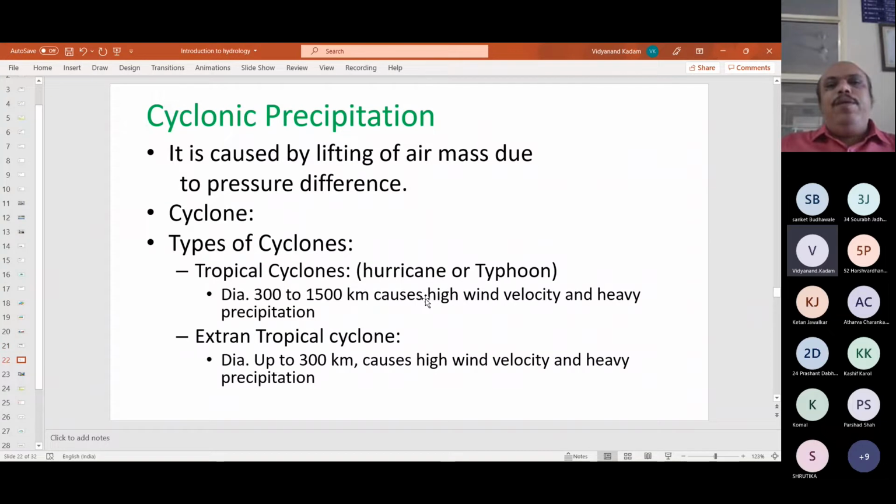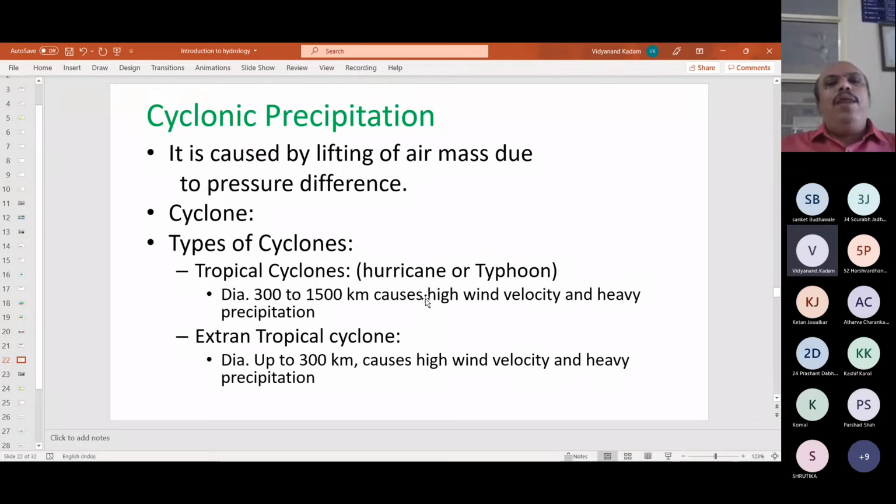The next type of precipitation is cyclonic precipitation. Now, we know that in the newspaper, we often read that some cyclone is coming, or some cyclone has developed in the Arabian Sea or in the Bay of Bengal. Due to that, there is a possibility of rainfall in several districts of Maharashtra or in various states of the country. So precipitation also takes place due to cyclones.